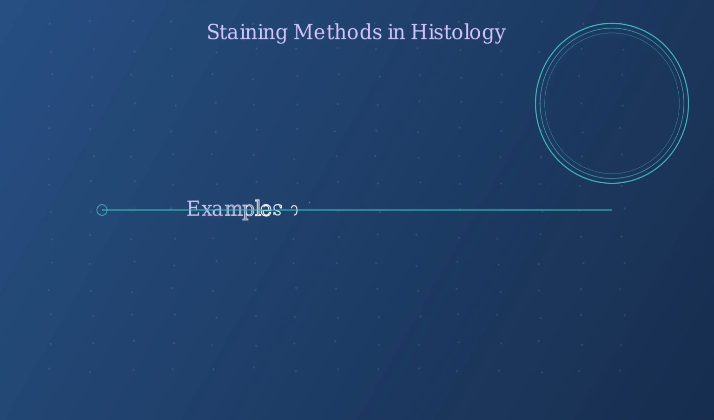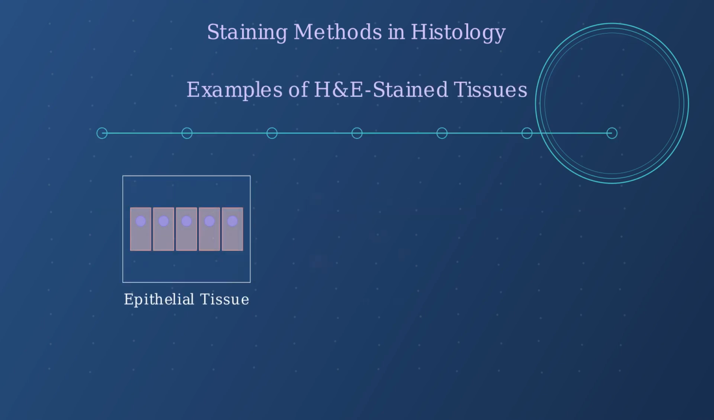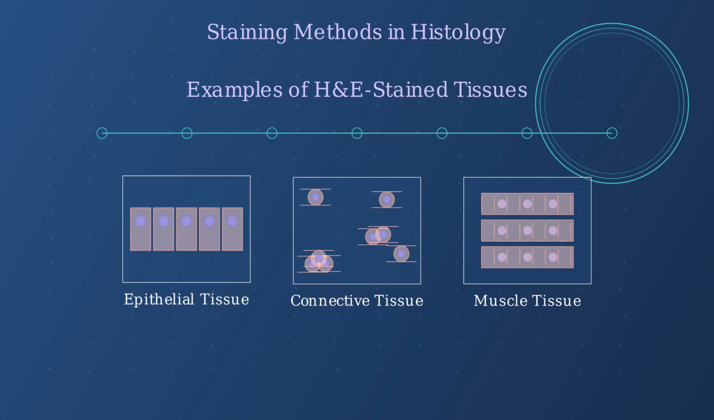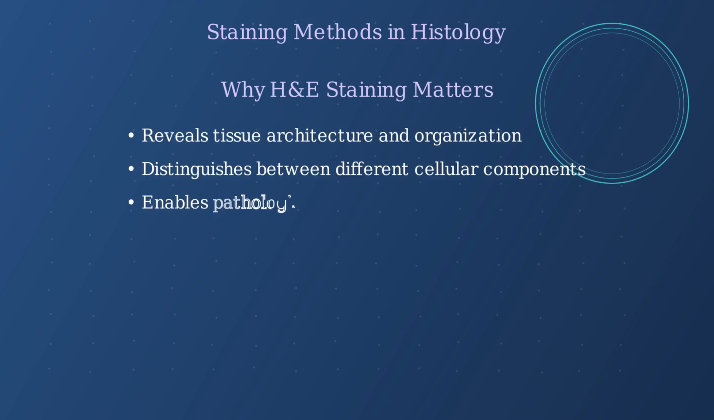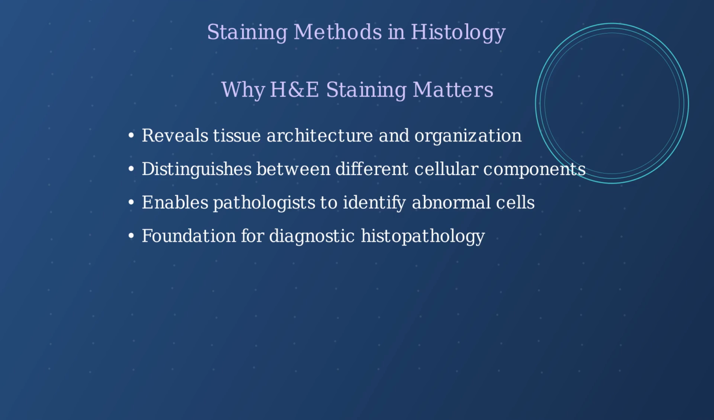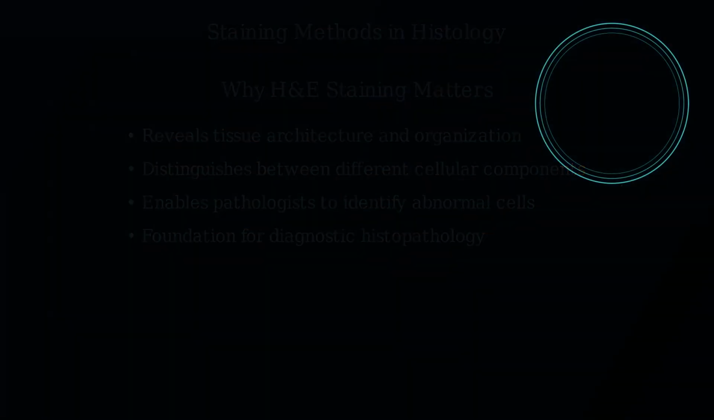H&E staining reveals incredible detail about tissue structure and organization. Here are some examples of different tissues stained with H&E. H&E staining is fundamental in histology for several reasons. It reveals tissue architecture and organization. It distinguishes between different cellular components. It enables pathologists to identify abnormal cells, and it serves as the foundation for diagnostic histopathology. This simple yet powerful technique continues to be the cornerstone of histological analysis.